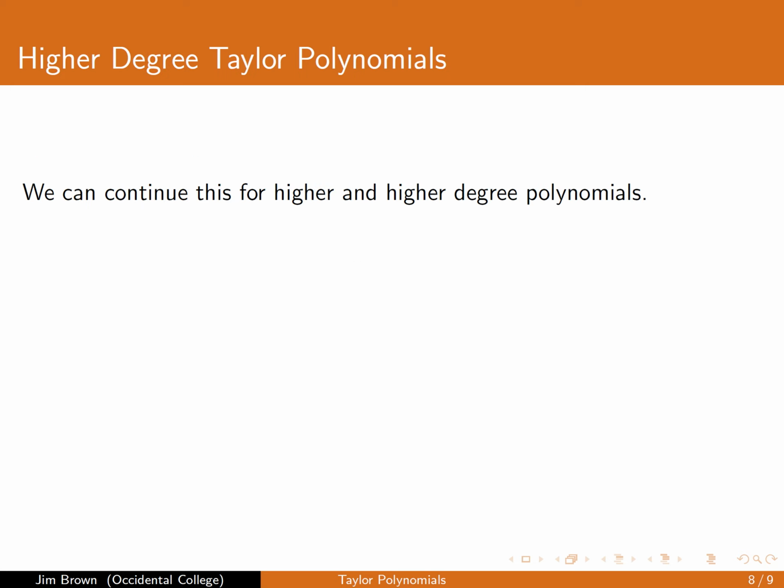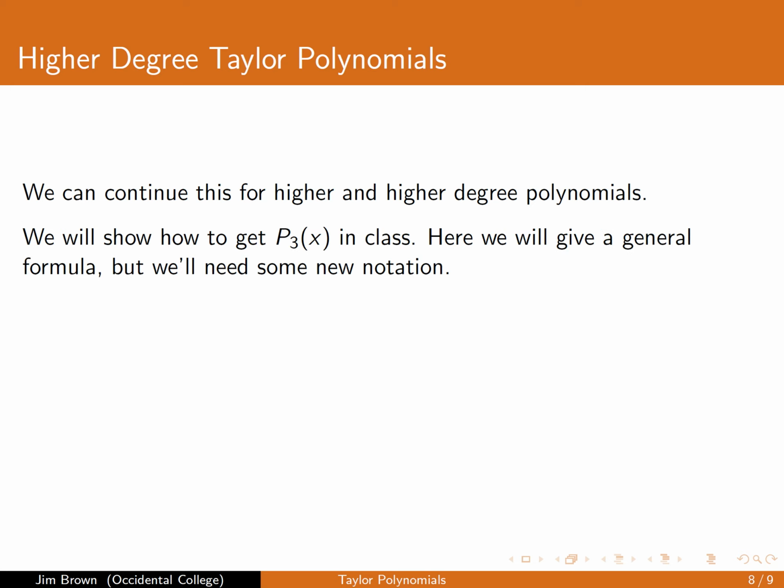Now we can continue on. We could go ahead and compute this for a cubic, a quartic, and so on for any degree polynomial we want. And so we'll go ahead in class and do P3 just to make sure it solidifies where the coefficients are coming from, because there's going to be a little bit of a change going from 2 to 3, which we'll see. But for now, for this video, we're just going to give the general formula without justifying it, and then we'll see some pictures. But first, we need a little bit of new notation before we can do this.